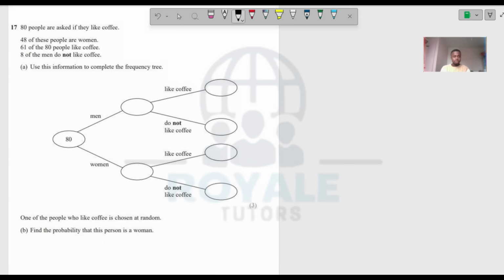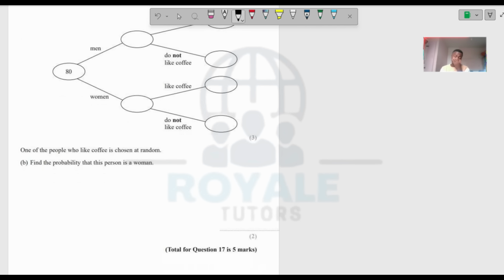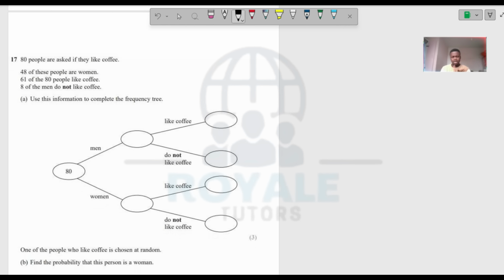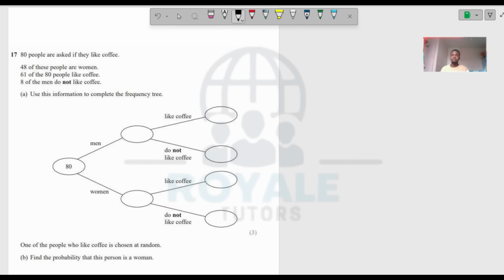All right, let's move on to number 17. Number 17 is a 5 marks question. It might look as simple as it looks, but sometimes some students find it difficult. So we have 80 people who are asked if they like coffee. For this kind of question, it is not a law, but we advise that you read the question entirely first before you start to fill the tree. Read the question entirely, then go back to it and start to fill the tree.